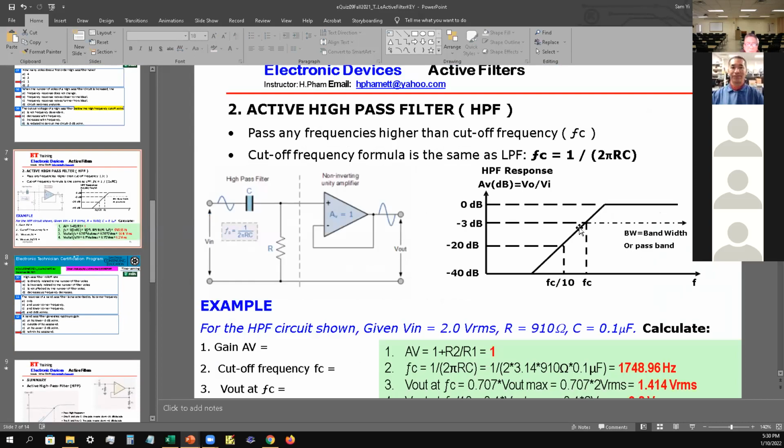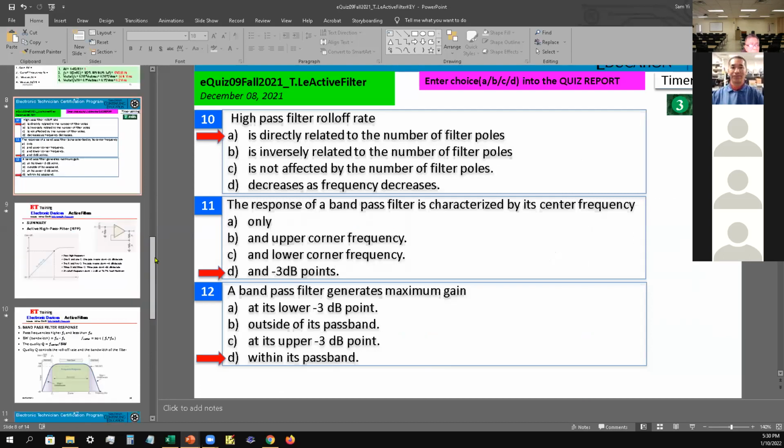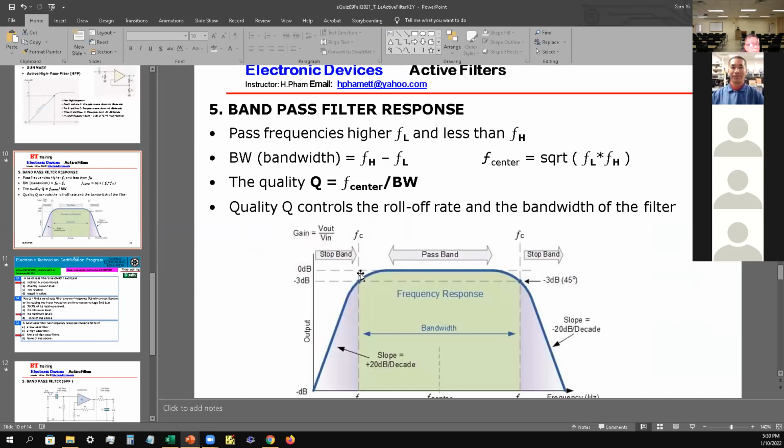Within the pass band, it starts from here. The more you increase the frequency, the maximum would be hitting right here at 0 dB. There would be no more gain, but that would be the maximum voltage output. Sam, on that one, we're looking at a band pass, not a high pass, right? Yeah, band pass filter, same thing. At 0 dB, that would be your maximum output possible.